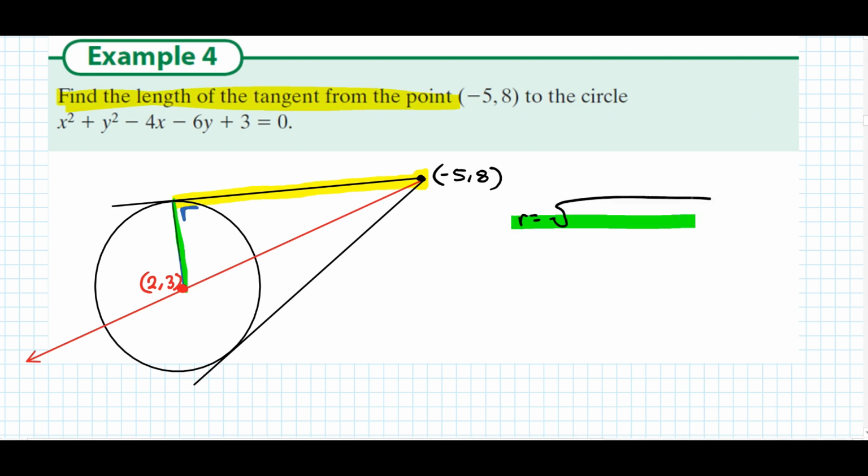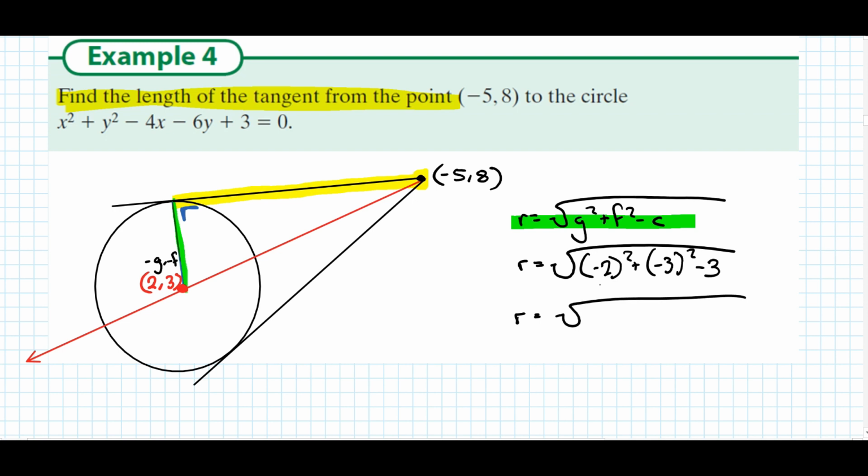r is equal to the square root of g squared plus f squared minus c. Well, if this is minus g, this is minus g minus f. g is going to be minus 2 squared plus minus 3 squared. c is 3, so it's going to be minus 3. r is equal to the square root of 4 plus 9 is 13 minus 3, square root of 10. So that's the square root of 10 here.